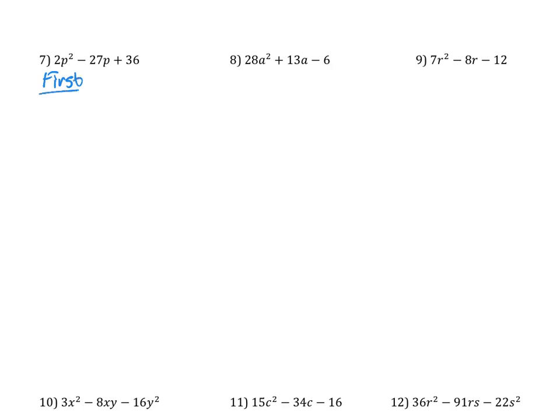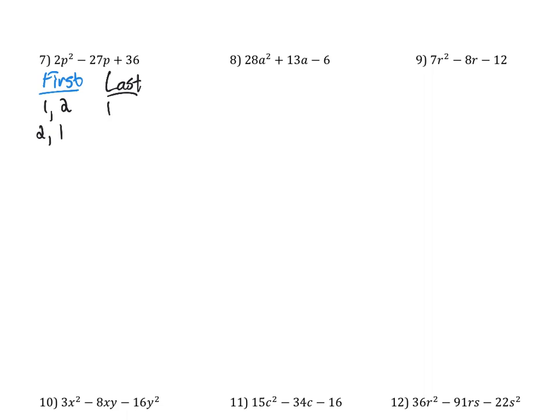So first column, put it black here. First, what are the factors of 2? Well, it could be 1, 2, or it could be 2 and 1. Okay, 36 is a little bit harder. There'll be a few more factors, but the fact that we don't have to write out the reverse order makes it a little easier.